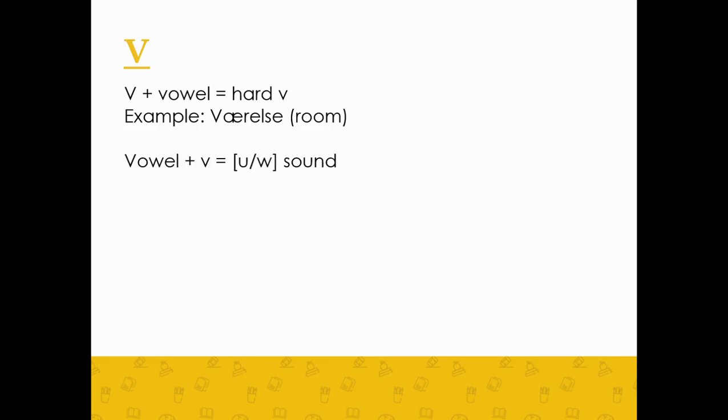Then we have V. V plus a vowel equals a hard V. Example, "værelse", a room. Vowel plus a V equals a UW sound. So example would be "liv", which is life, or "sove", which is to sleep.